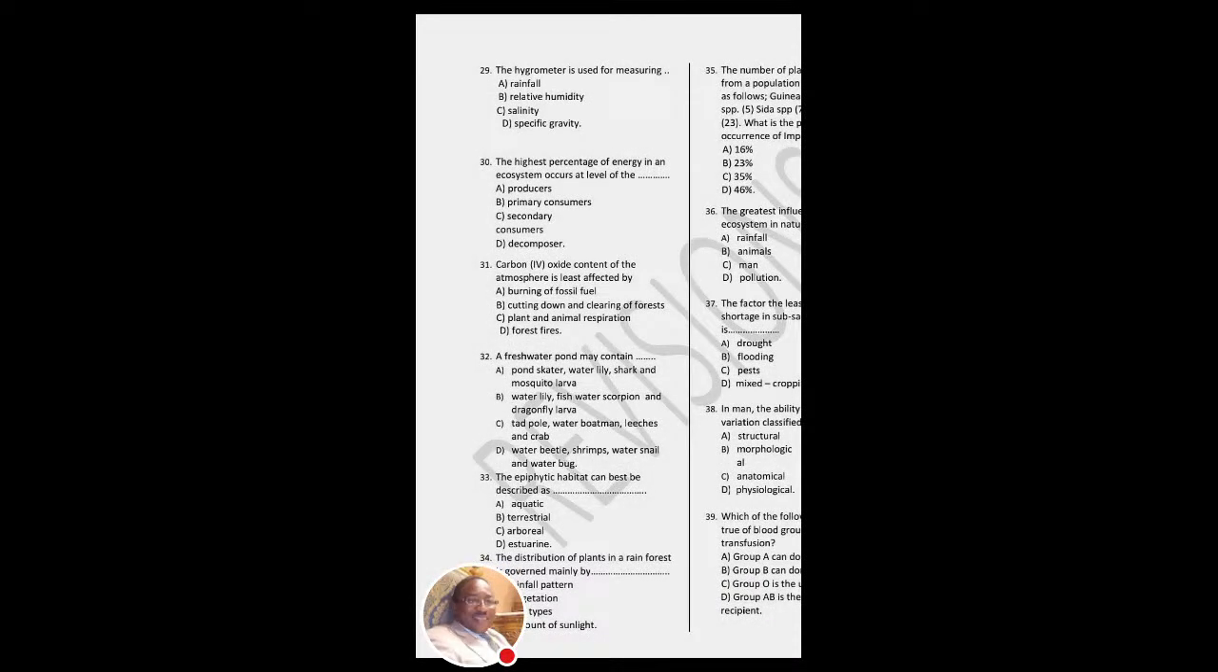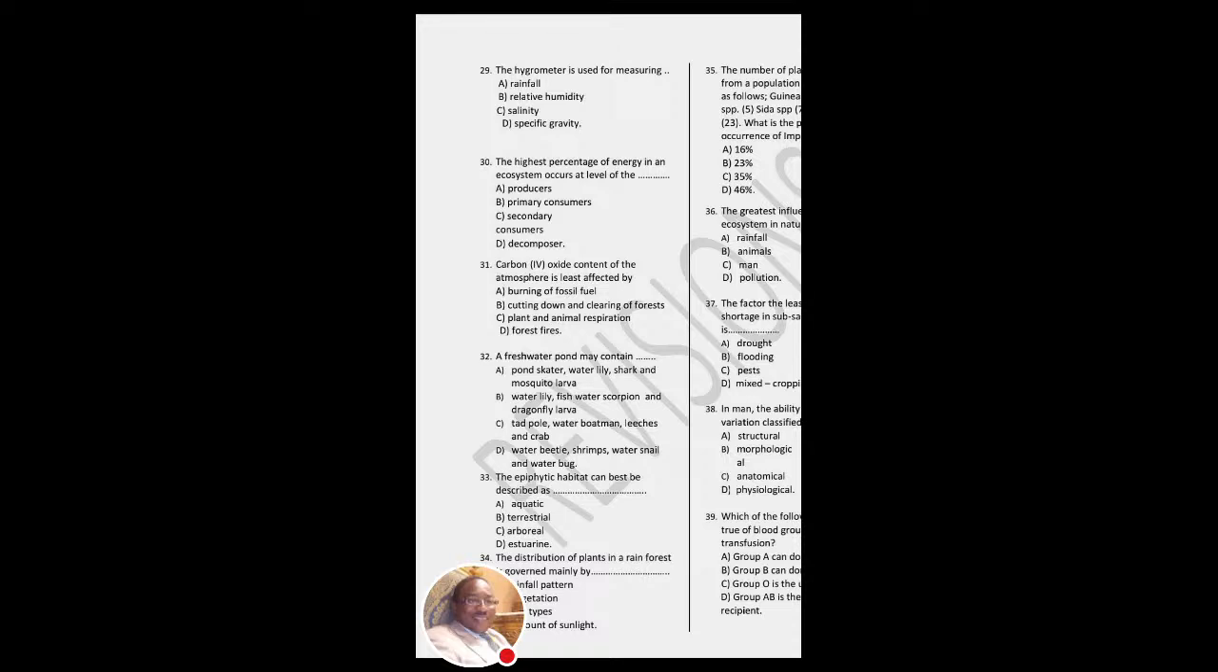Number 29, the hygrometer is used for measuring A, rainfall, B, relative humidity, C, salinity, D, specific gravity. The correct answer here is relative humidity. That is the function of the hygrometer, H-Y-G-R-O. Hygrometer should not be confused with hydrometer. Hydrometer is used to measure water density. So the correct answer to number 29 is relative humidity, which is B.